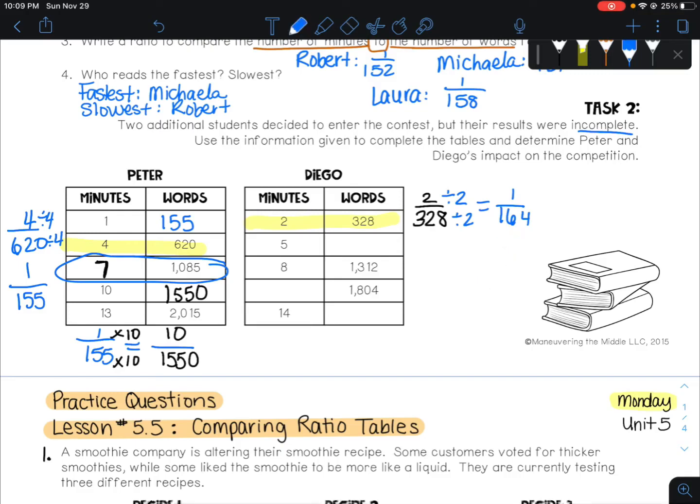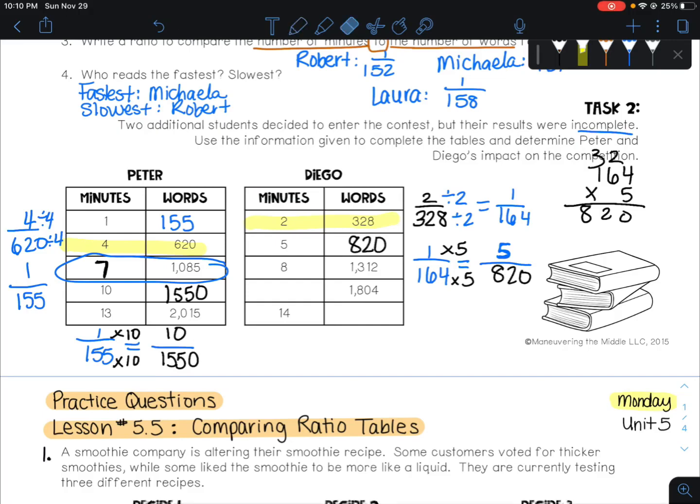So now, every 1 minute, Diego reads 164 words. So now we know, well, if he has 5 minutes, we can just use our proportion like before. He doesn't have 1 minute, he has 5. So put the 5 on the top. To get from 1 minute to 5 minutes, it's times 5. And then we do the same thing to the bottom. So 164 times 5. It's going to be 20, 32, 820.